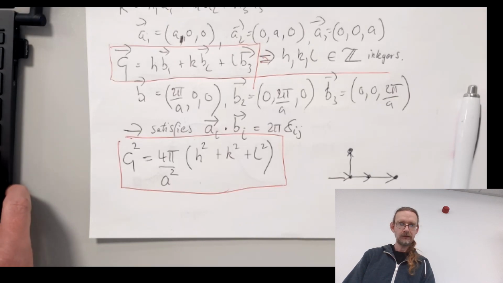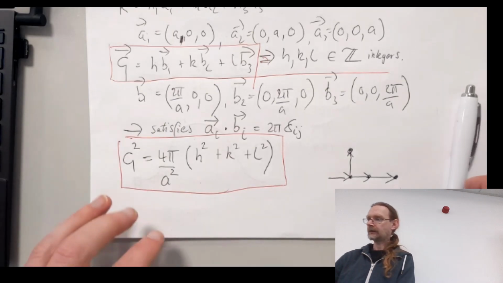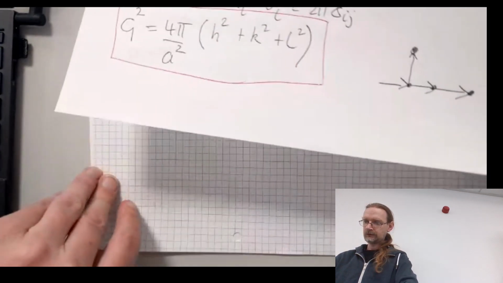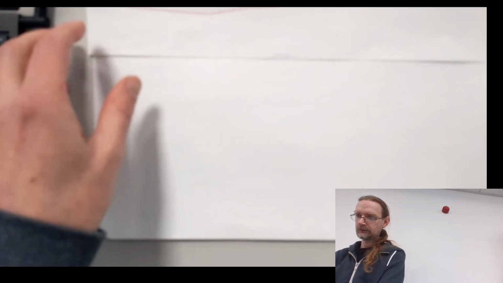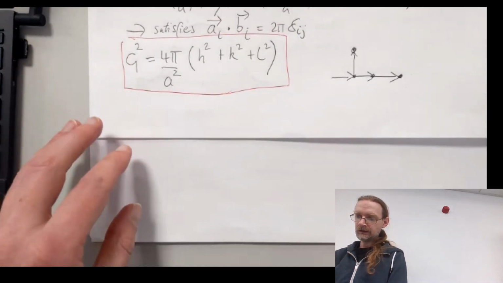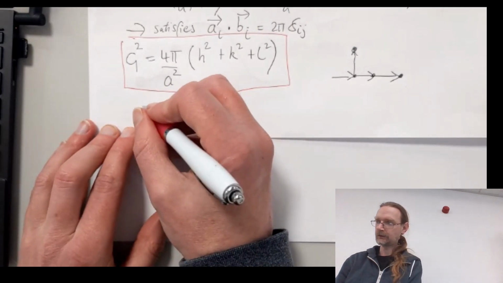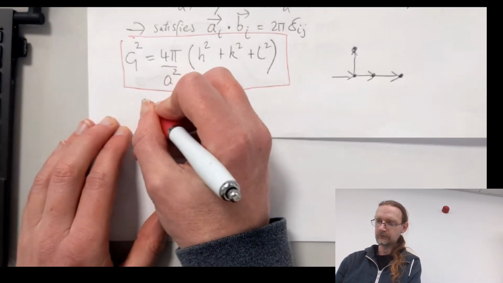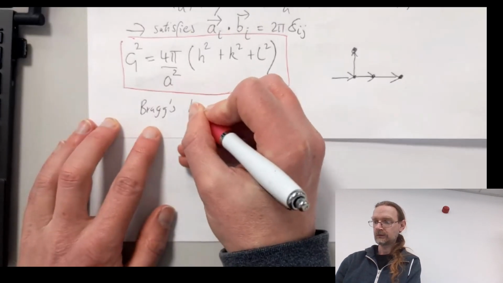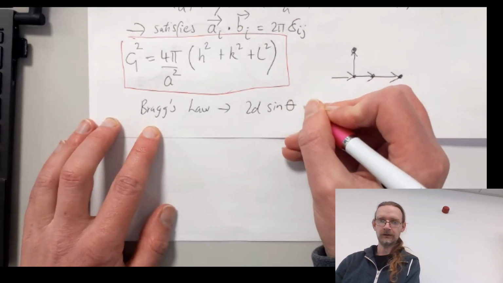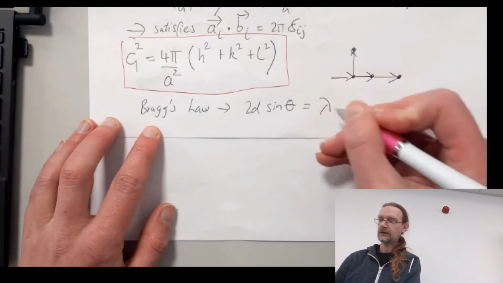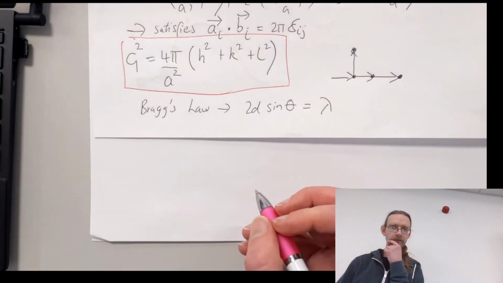So, the relationship that I had. The other relationship I had is Bragg's law: 2d sine theta equals lambda. We'll just take any one for now.